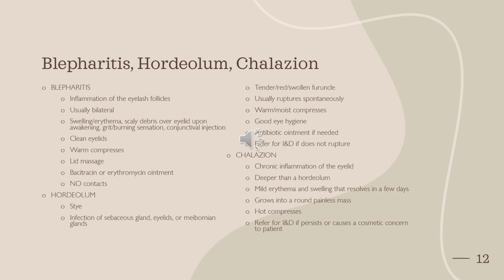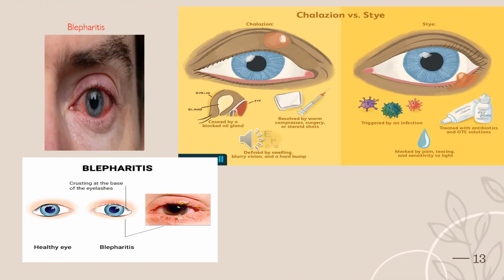Okay, and again, your book has pictures, and so does the next slide. Okay, they need hot compresses. They may need an IND if it persists or if it becomes a cosmetic concern. I put some pictures on here. The top left is someone with blepharitis. The bottom left is the comparison of a normal healthy eye to an eye with blepharitis, and then the yellow picture kind of goes into more detail of the difference between a chalazion and a stye.